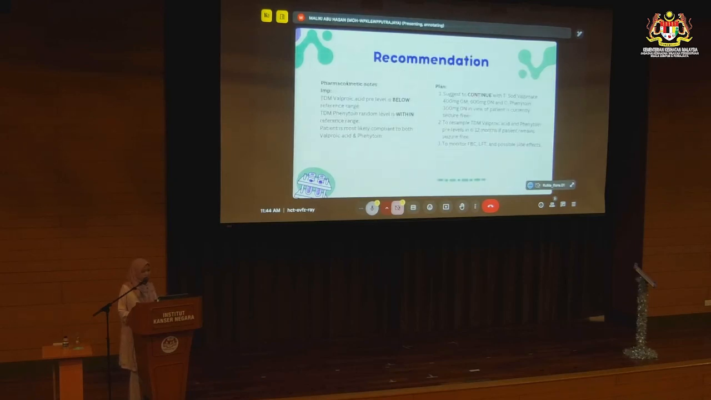So the recommendation here is valproic acid is below reference range, but the phenytoin is within reference range. Patient is most likely compliant to both valproic acid and phenytoin. This is based on just calculation. What do we do? Because the patient is currently seizure-free, we don't actually suggest to do anything. Continue the same dose. But we can monitor more, especially if the patient develops another seizure, whether there are any drug changes that can be made, whether phenytoin is working better for this patient, whether valproate can be taken out.